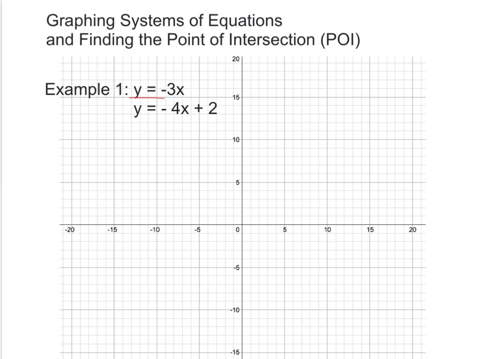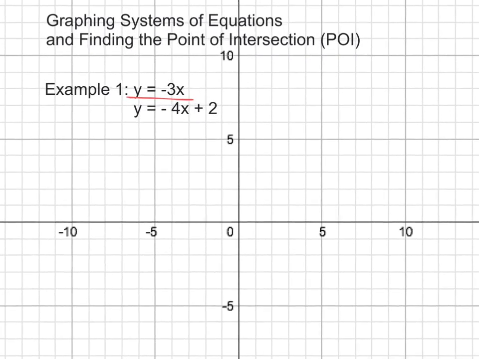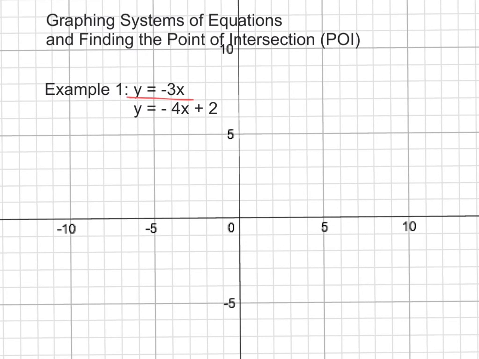I'm going to graph this first equation with red. So I'm going to identify my y-intercept, which is at 0. So I'm going to zoom in a little bit, and put a point at 0. And then my slope is negative 3, so I'm going to go down 3 units and over 1 to the right and plot a point. I'm going to do a couple more points going down 3 over 1.